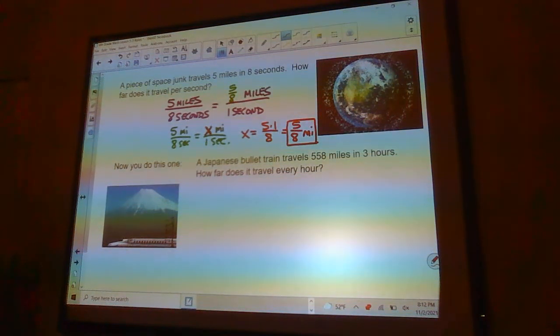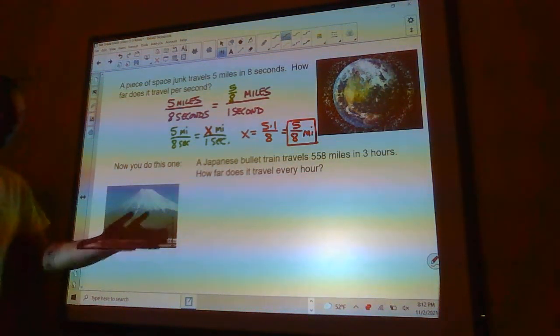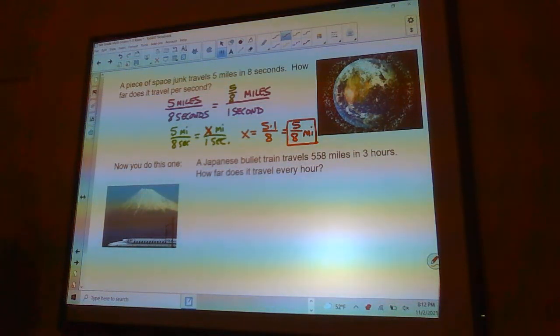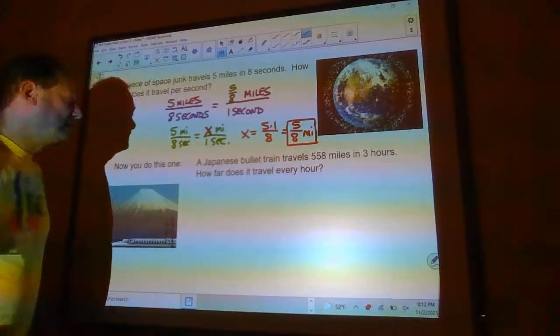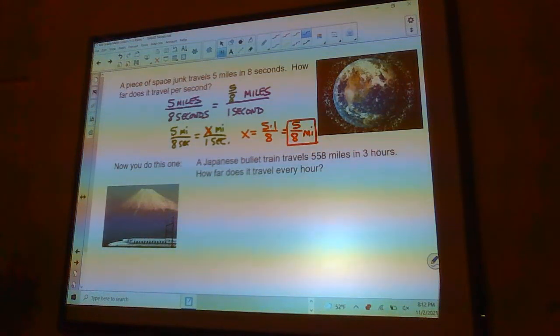A Japanese bullet train travels 558 miles in 3 hours. How far does it travel every hour? So why don't you go ahead and pause the video, solve this just like I did here. You can do it either method, and then jump back on to see that you got it right. Okay, so method number 1.